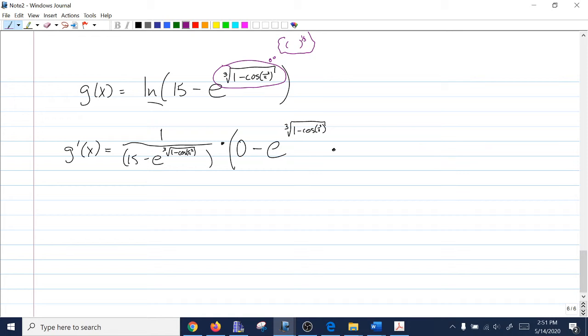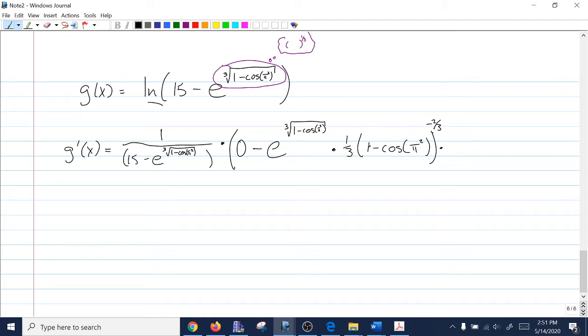Derivative of stuff to the 1/3 is 1/3 stuff, leave the inside alone, to a power of negative 2/3, then times the derivative of the inside. How do I take the derivative of the inside?